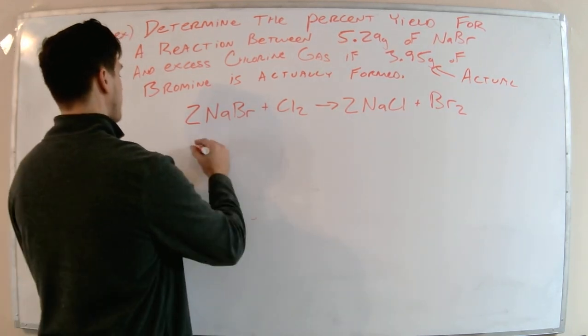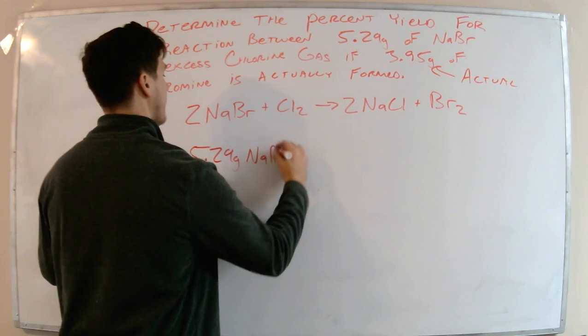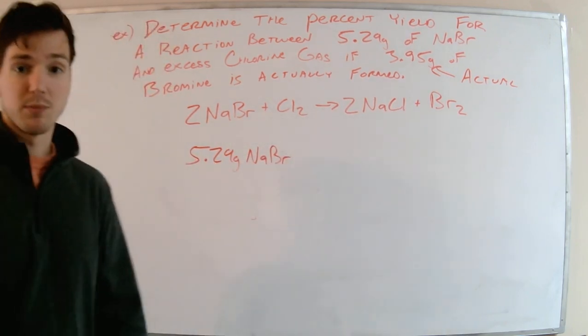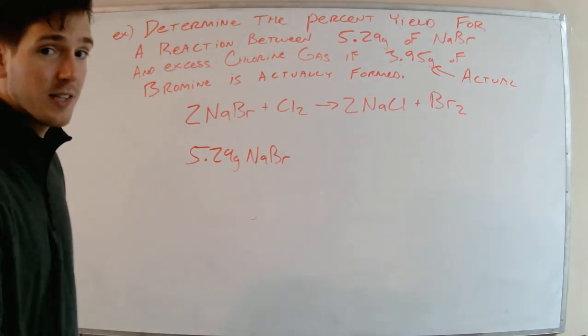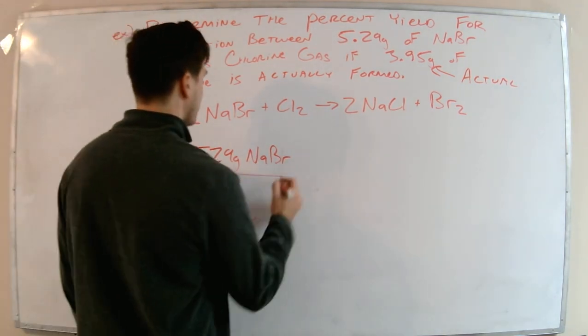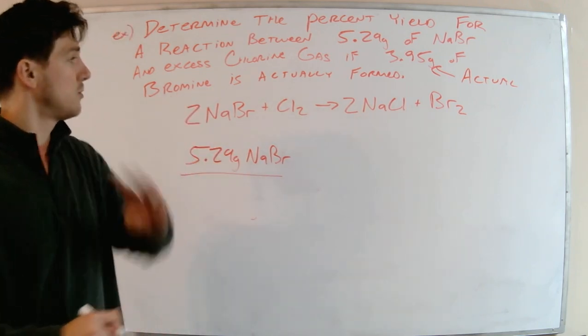So we got 5.29 grams of NaBr. We got to get to grams of bromine, right? We got to get to that theoretical. So let's go ahead and do this. We got to get to moles first, right? Oh, let's make sure it's balanced. 2, 1, 2, 1. Yep, that looks good.